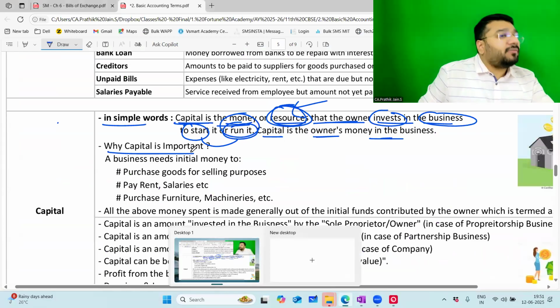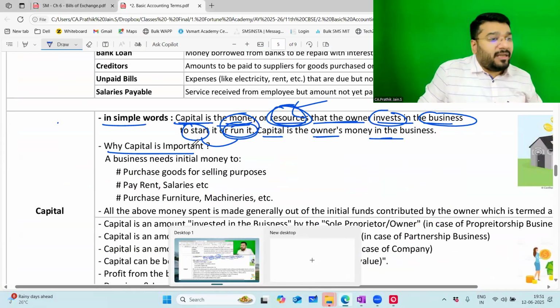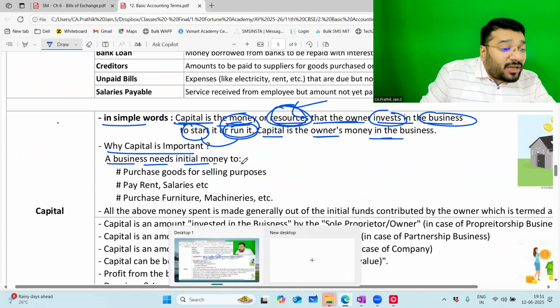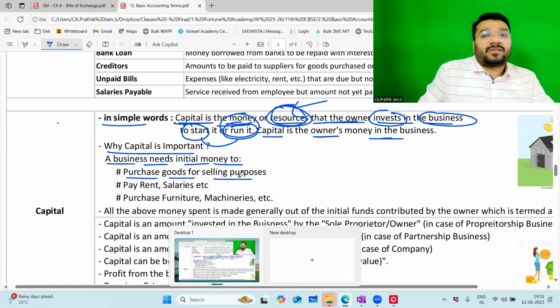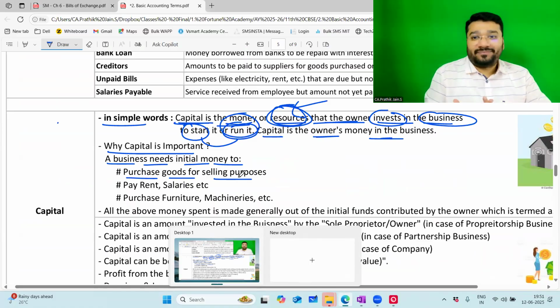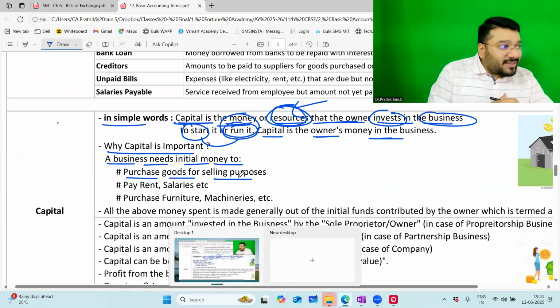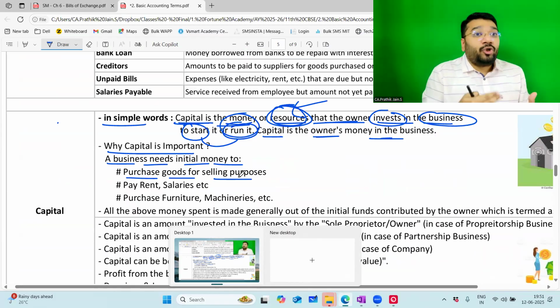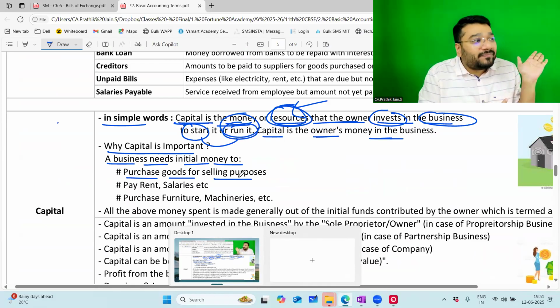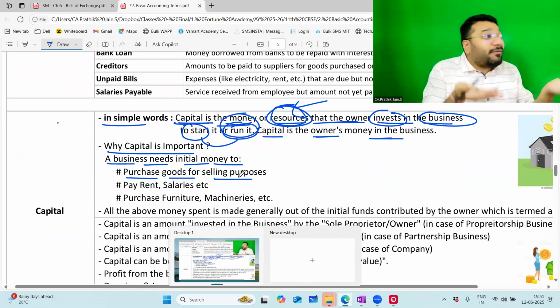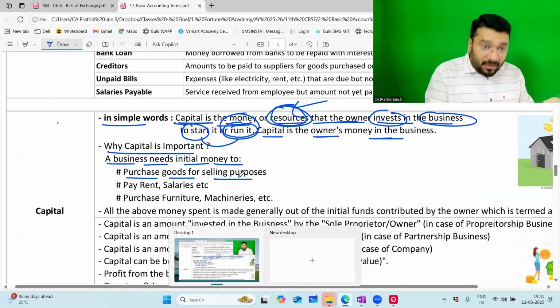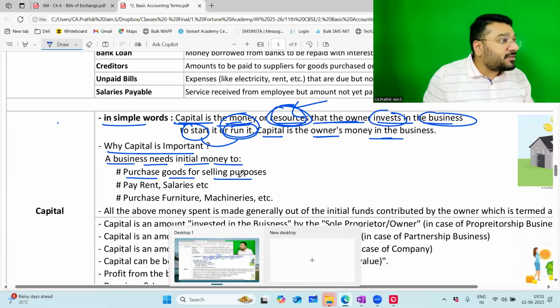Why is capital important in the business? A business needs initial money to purchase goods for selling purposes. Mine was a service business. FFLA was a service business. I didn't have to buy anything to sell. But in a trading business, for me to get customers, what do I need in my shop? Goods, products. For buying that, initially will somebody give me credit? You start a new business, go and ask somebody to give you the goods on credit. Will he give? He will kick you out. He'll say, get lost.